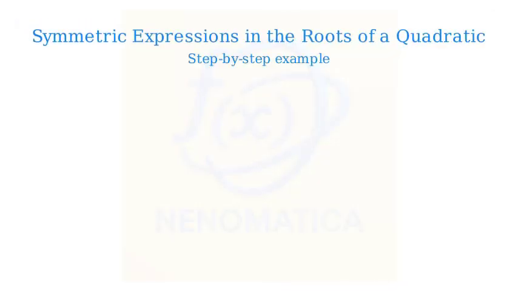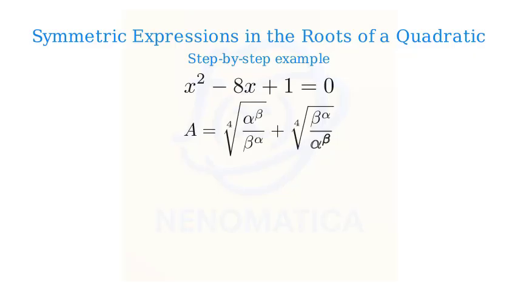In this example, we will evaluate a symmetric expression in the roots of a quadratic. We will follow the exact sequence of steps shown on screen. Given the quadratic x squared minus 8x plus 1 equals 0, let alpha and beta be its roots.